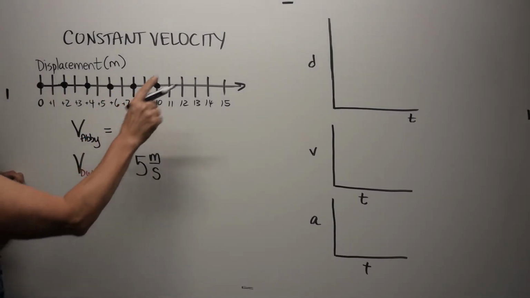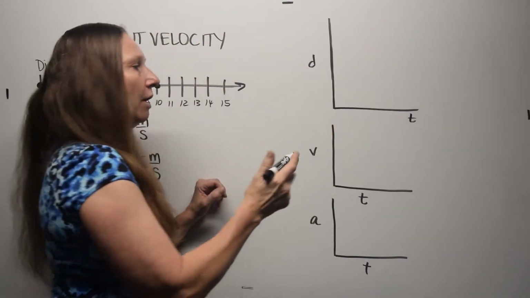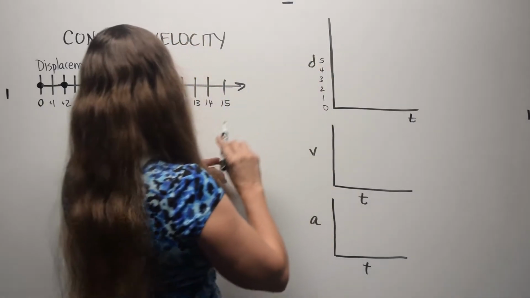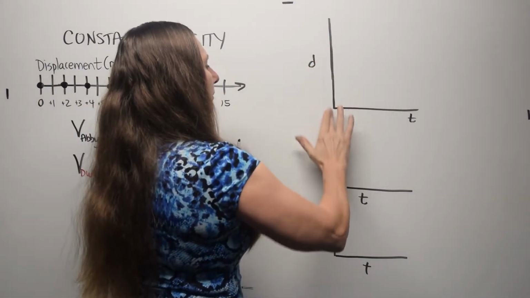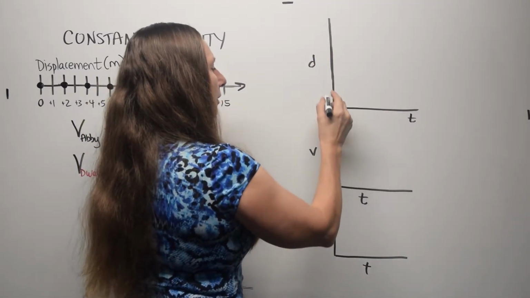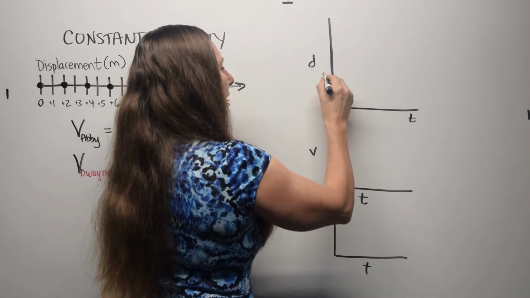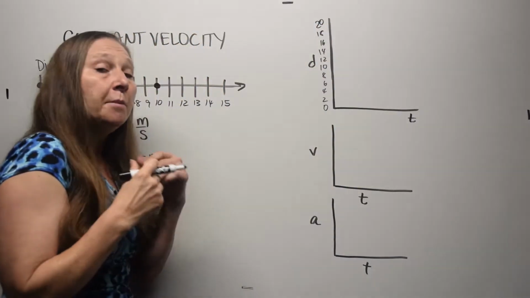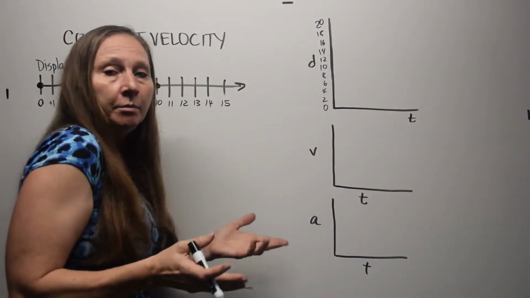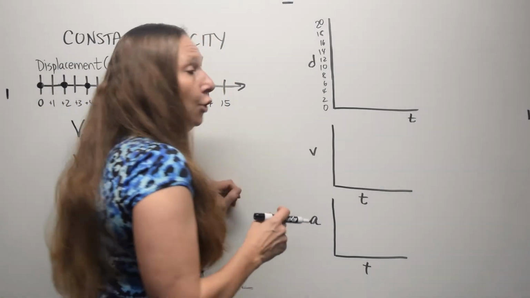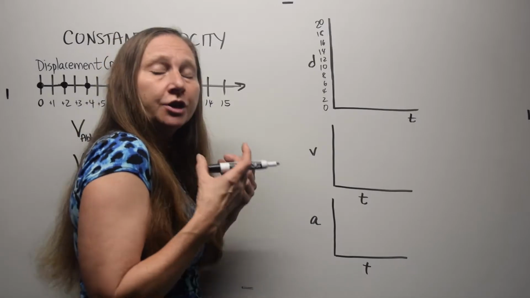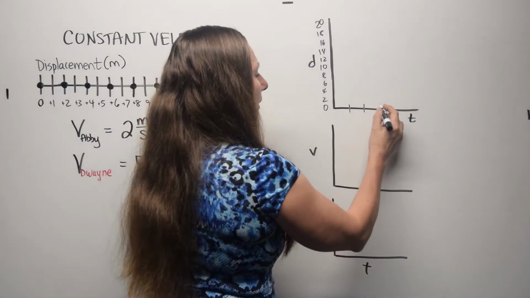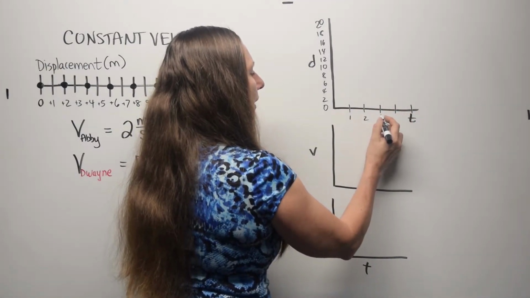So if we were to graph Abby on a displacement time graph, you can imagine numbers here. Let's count by 2s: 2, 4, 6, 8, 10, 12, 14, 16, 18, 20. If there's no numbers, you can imagine numbers. Don't use those numbers for calculations, but if you want to just understand what the graph is saying, you can imagine numbers. Now let's say the time is 1 second, 2 seconds, 3 seconds, 4 seconds, 5 seconds.